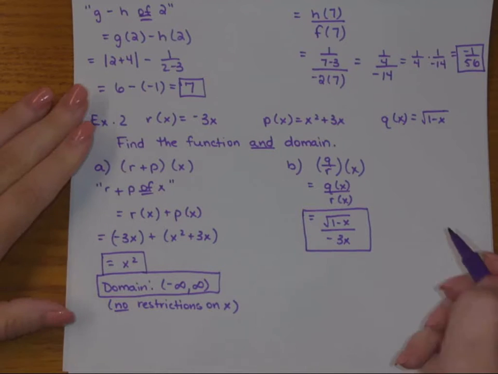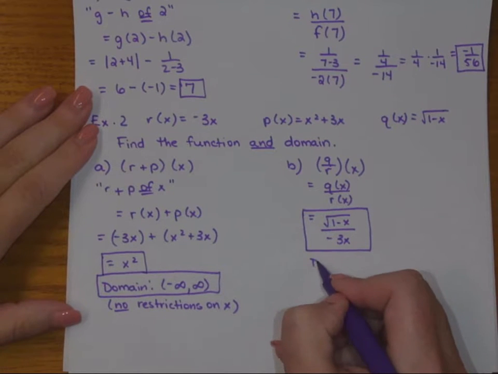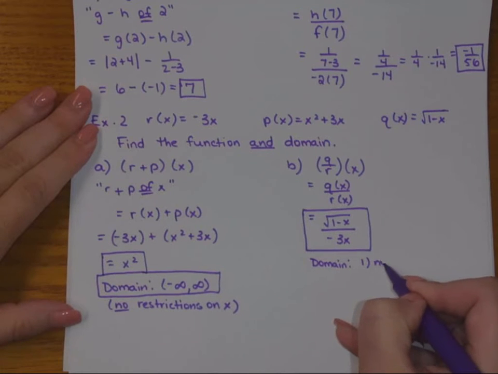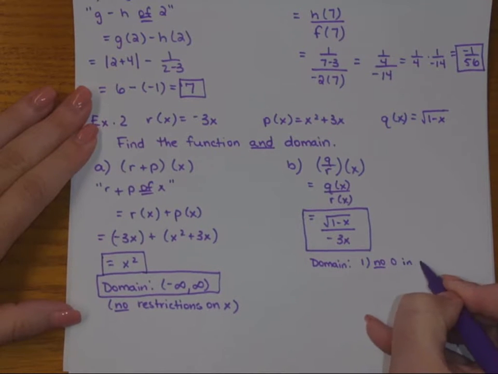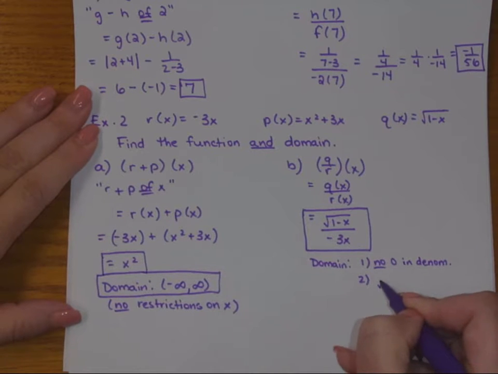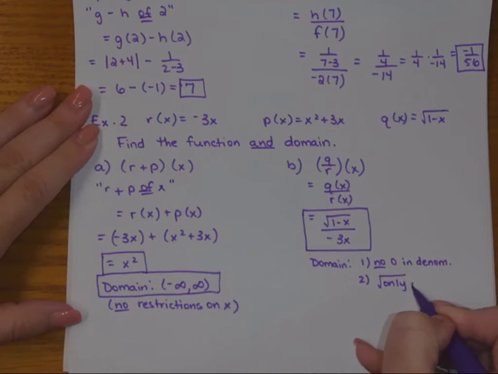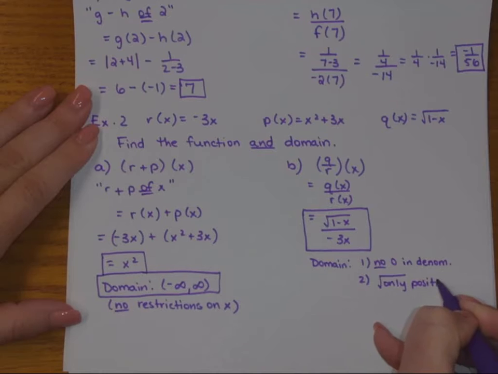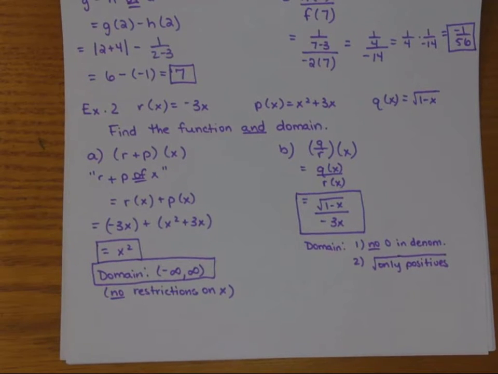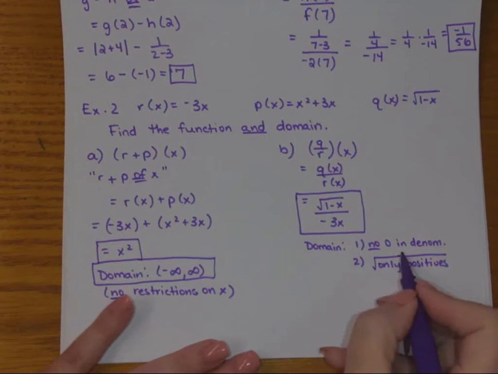So we have to remember the two rules, right? For domain, I think I already mentioned these. Remember, no 0 in the denominator. And remember, I only want positives under the square root. Okay, so notice I'm going to have both issues here with the domain, so I'm going to need to be careful about both of those things. Okay, so let's start with the first one.